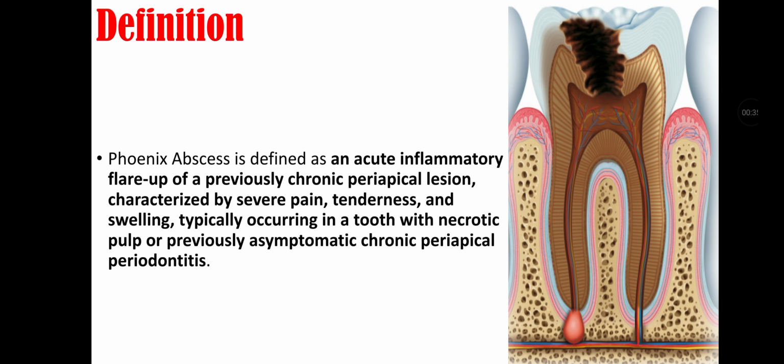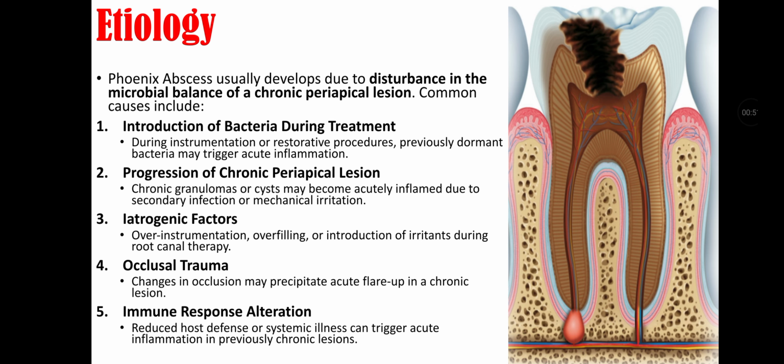Definition: Phoenix abscess is defined as an acute inflammatory flare-up of a previously chronic periapical lesion characterized by severe pain, tenderness, and swelling, typically occurring in a tooth with necrotic pulp or previously asymptomatic chronic periapical periodontitis.